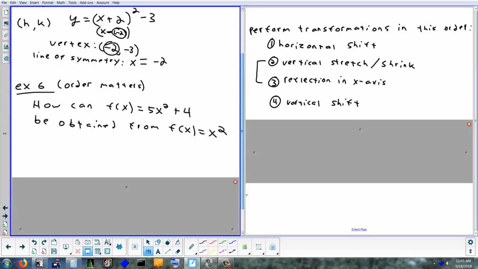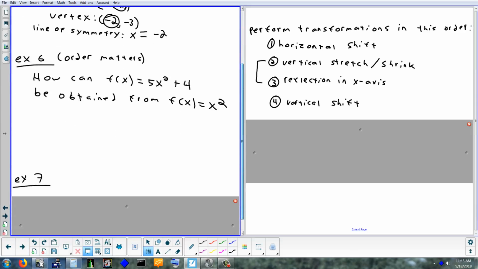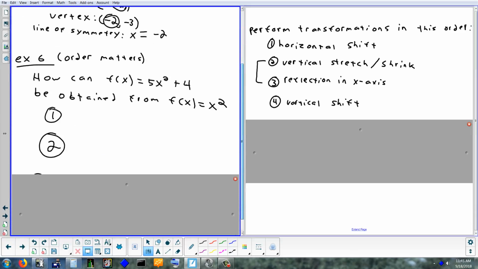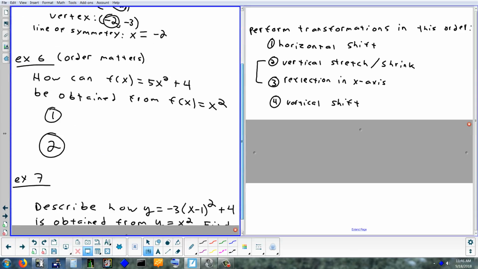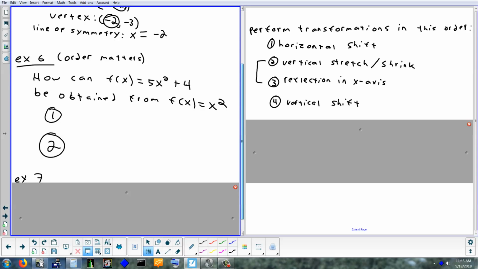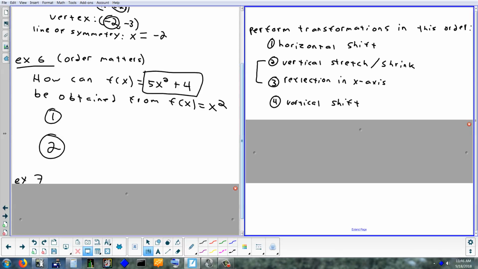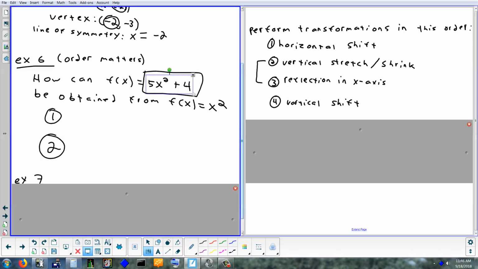Okay, so let's look at this one and write down our two transformations. I'll guide you through the first one, and then I'll let you try the second one. First thing, I look for horizontal shifts. I'm looking at that, and I say, nope, there's no adding or subtracting in parentheses. So then vertical stretch. I'm looking for a number in front of x squared. Yep, I do have a number. So I have a vertical stretch by a factor of 5.